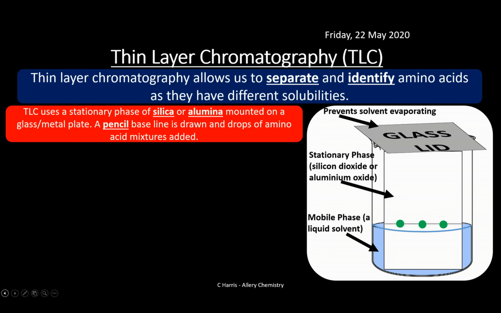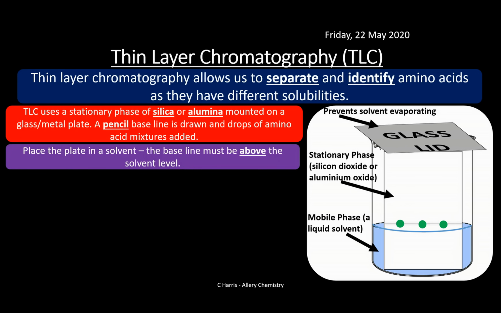It's very similar to the standard chromatography method that you may have done using filter paper. So what we're going to do is place the plate in a solvent. Now the baseline must be above the solvent level. That is absolutely vital. If the solvent level is above the spots that you put on, then they'll just dissolve in the solvent and you won't get any chromatogram. So you must make sure that the solvent level is below that line.